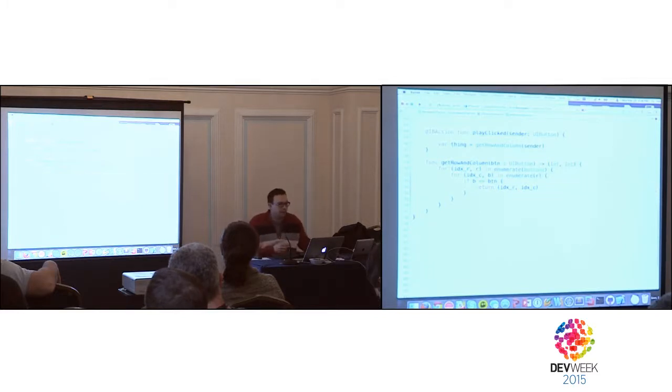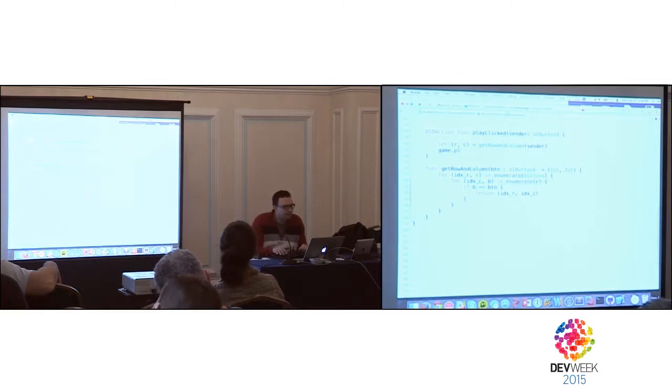And I can do this same trick up here. I can say let row comma column equal that. Now I have a thing that's called a row and a thing that's called column, and I can use that to play the game. So I can just say game.play.